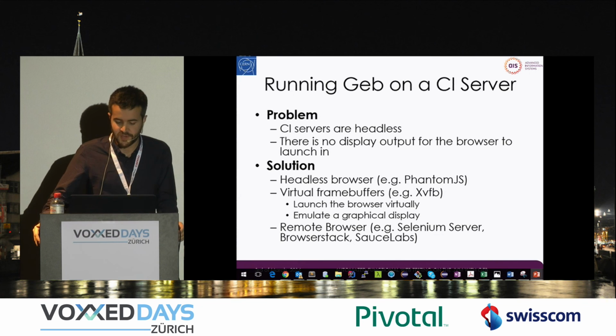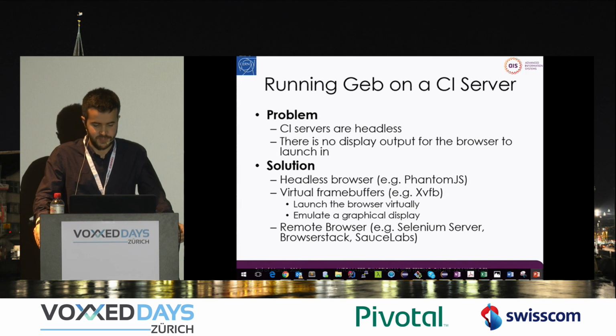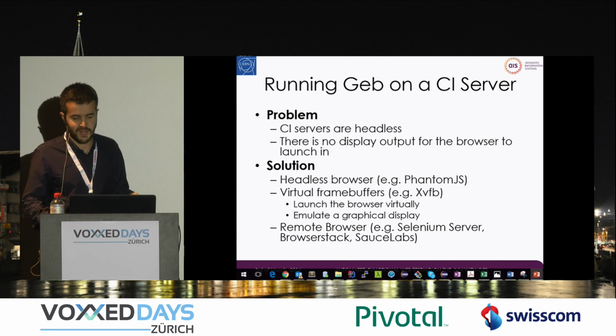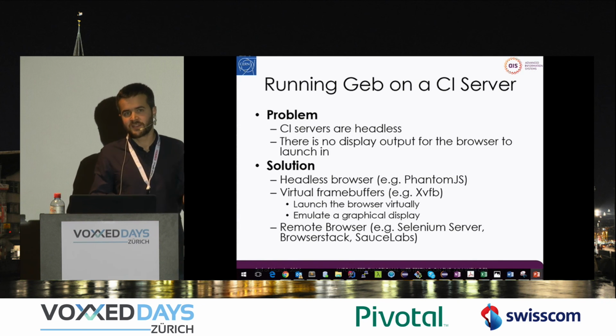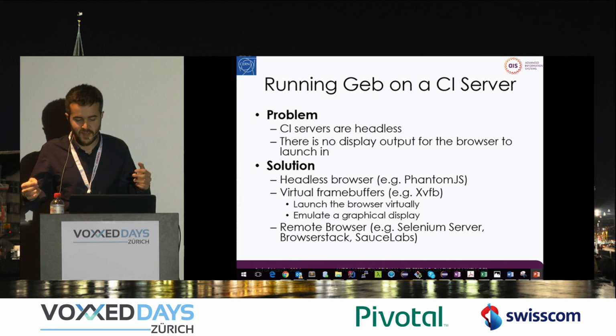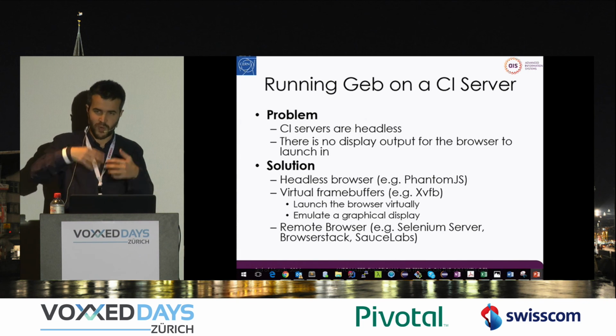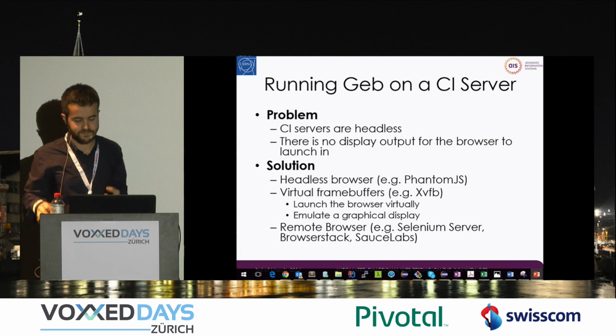It was the easiest one to configure, and it's the one we've been using for the past year. An alternative is to use a virtual frame buffer. So if you're using the X server, you can use Xvfb. And the idea is that you launch the browser virtually, and then you sort of emulate a graphical display to put what the browser would display in the real screen.